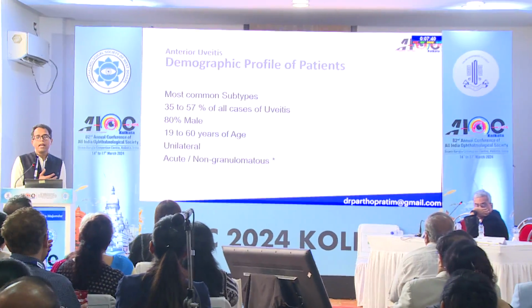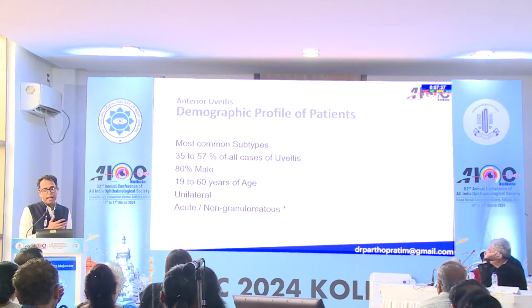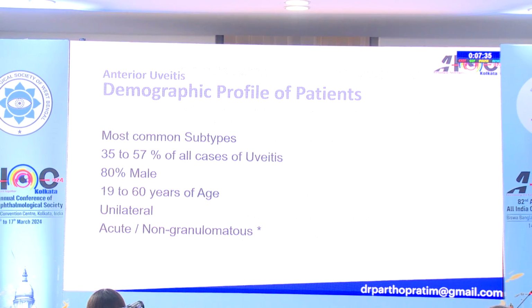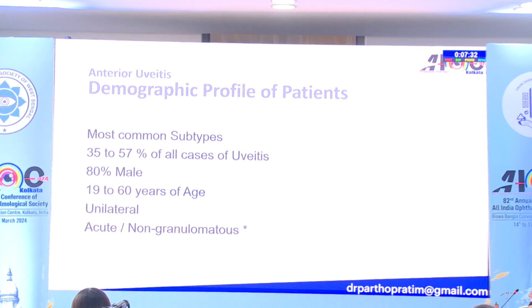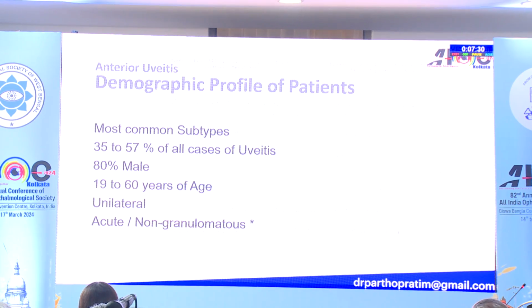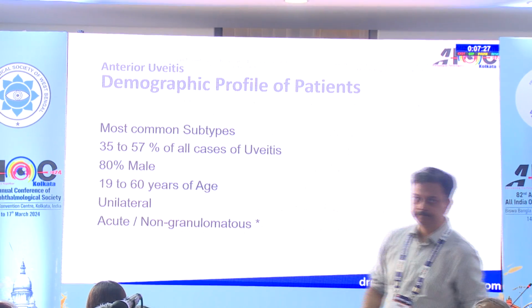I have analyzed all the retrospective studies, mainly from our institute and also one or two from other institutes, that analyze the various causes of uveitis. What we see in anterior uveitis, the demographic profile that emerges, is that it's the most common subtype, 35 to 57% of all cases. 80% of the patients are male, the 19 to 60 years age group is involved, mostly unilateral, and the most common among this anterior uveitis is acute non-granulomatous anterior uveitis.